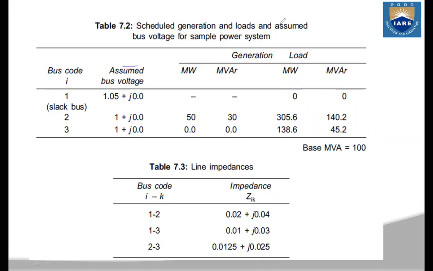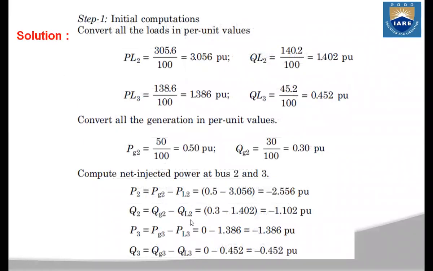Okay. So those calculations are done in step 1. See here. PL2, which is 305.6 by 100, which is equal to 3.056 per units. PL3 value 138.6 by 100, which is 1.386 in per units, and QL2 140.2 by 100, which is 1.402 per units. QL3 is 45.2 by 100, which is 0.452 per units.